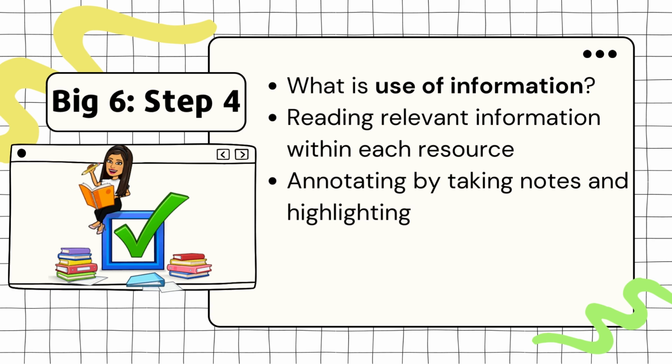Step 4. What is use of information? Now you need to actually read the relevant information in each resource. So, the information that you need to actually answer your question. The way that you're going to do this, boys and girls, is by annotating. What that means is you're going to write notes and you're going to highlight what do I need to use that's going to help me answer what I need. And of course, figuring out what you also need to cite, giving credit to the author.